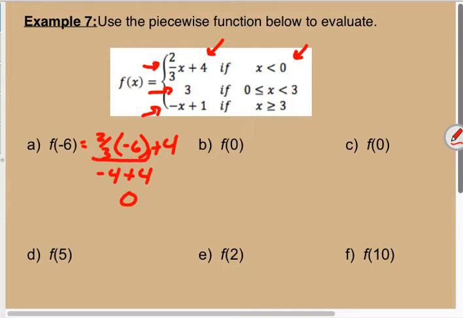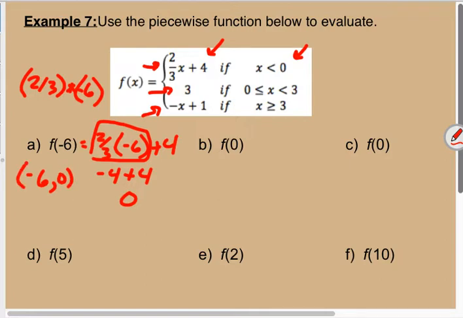Now you can do this on your calculator also. Just plug 2/3 in parentheses and multiply it by 6. Use parentheses when you're working with fractions, and you're still going to get negative 4. So I'd say my ordered pair is negative 6, comma 0.